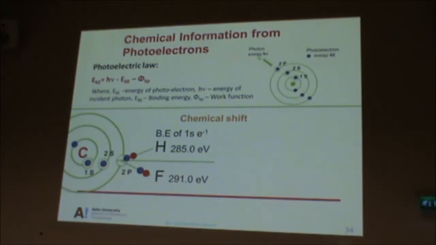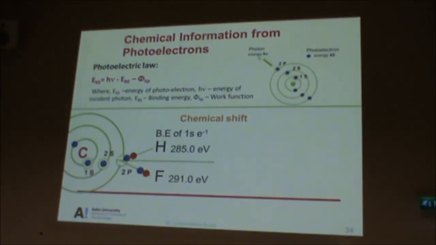Now, depending on whether the carbon has lost or gained electron density, the energy required to knock out the 1s electron will be different, and that's what it's shown here. For example, the energy required to knock out the 1s electron of carbon, in the case of carbon-hydrogen bond, is 285. In the case of CF bond, it's 291. It has gone up. The reason is the electron density is being lost from the carbon atom, so this electron is held even more tightly because it has lost electron from valence bond.